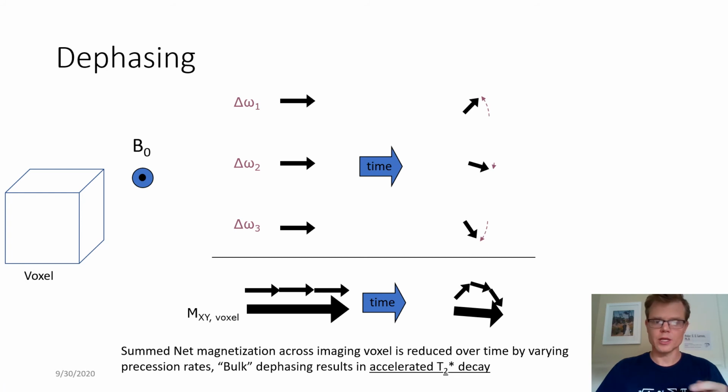So again, we can look at this dephasing from the perspective of the fact that our smallest unit of measurement in an image is an imaging voxel. That's the definition of the voxel. It's the smallest thing we measure. So we're going to get a measurement that's always the sum or the average across this. That's why I have this notation MXY voxel here. It's representing the sum of the transverse magnetization across the voxel, and that's the smallest thing we can see.